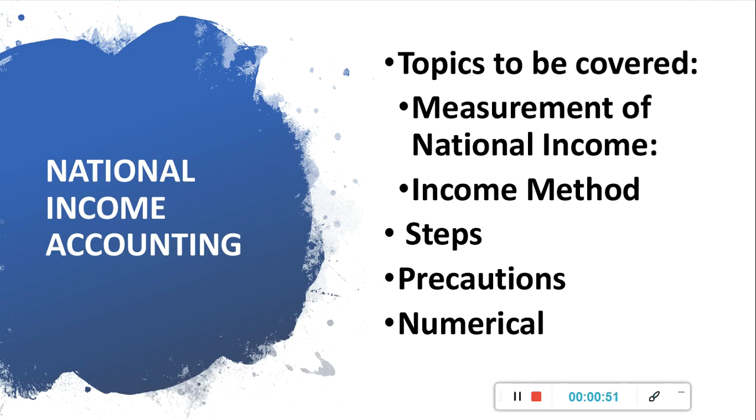Students, you all remember we have discussed the three phases of circular flow of income. The first phase was the production phase, the second was the income phase, and the third was the expenditure phase. On the basis of the second phase, that is the income phase, we have the second method of calculation of national income, that is the income method. So we will proceed further in our session.